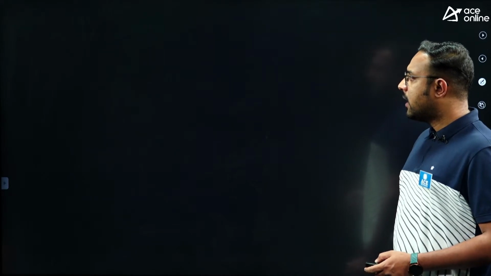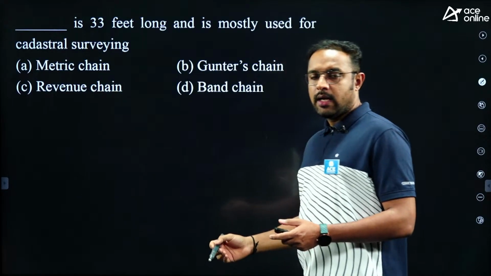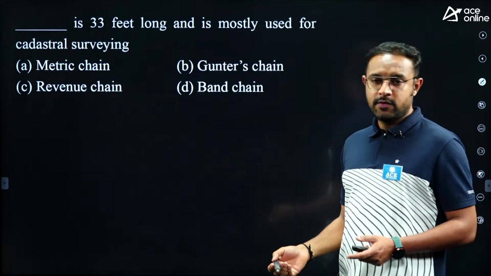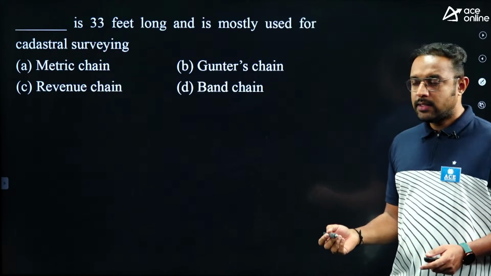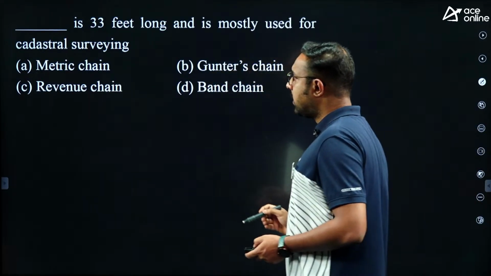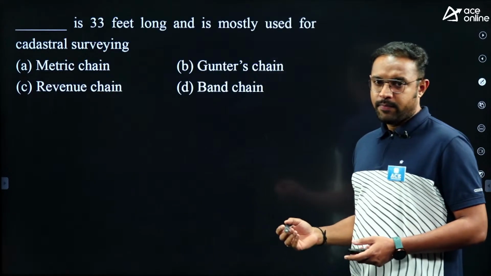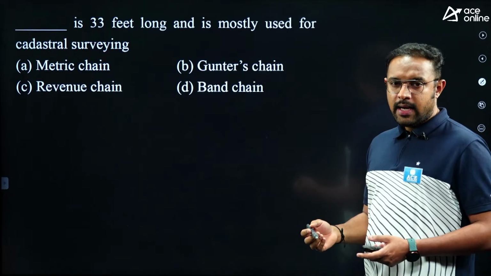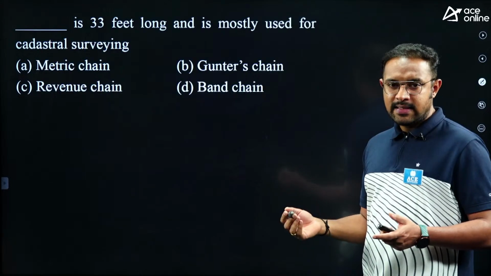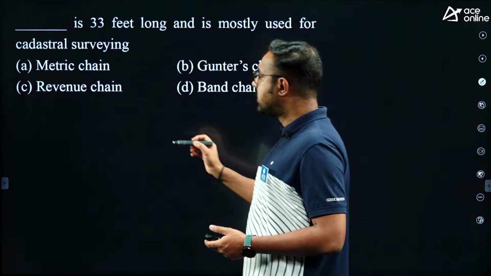Next up, this is another very important discussion: the different types of chains. Please remember this for all competitive examinations. The chain that is 33 feet long and mostly used for cadastral surveying. What is cadastral surveying? Cadastral surveying is also called land surveying, where we try to establish legal boundaries and all. So the answer here is what?